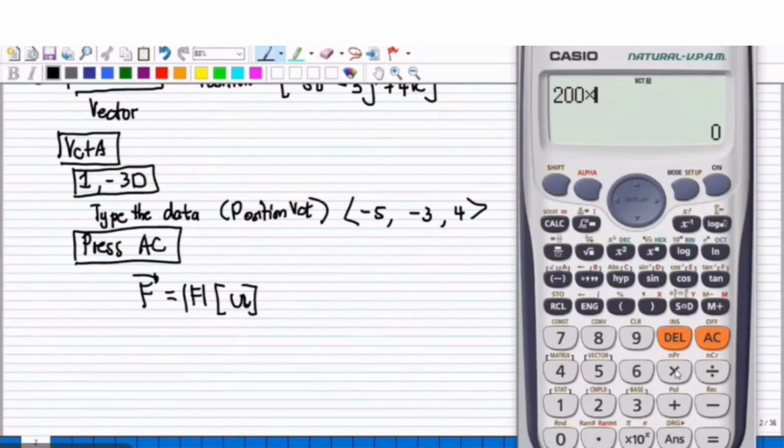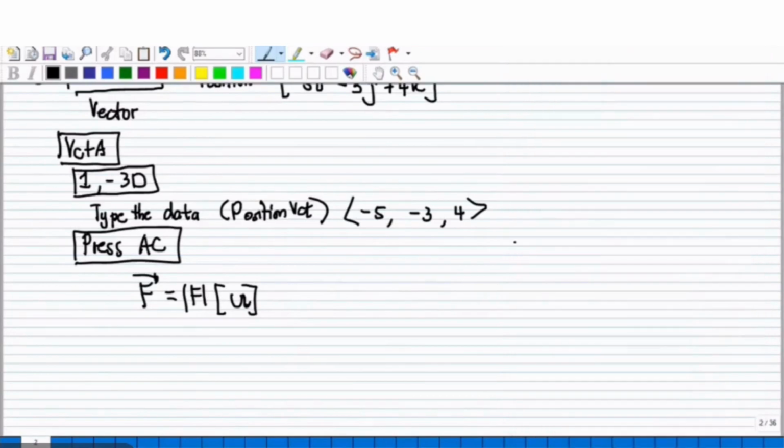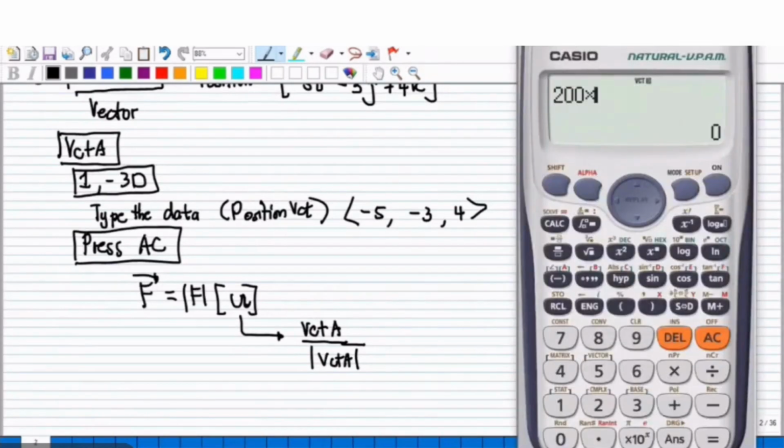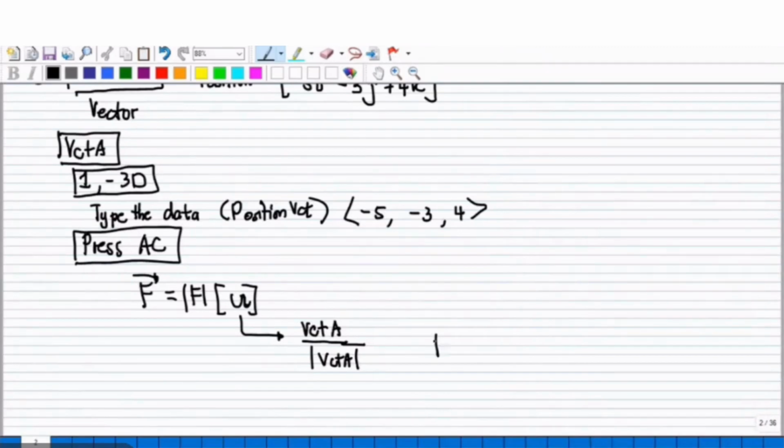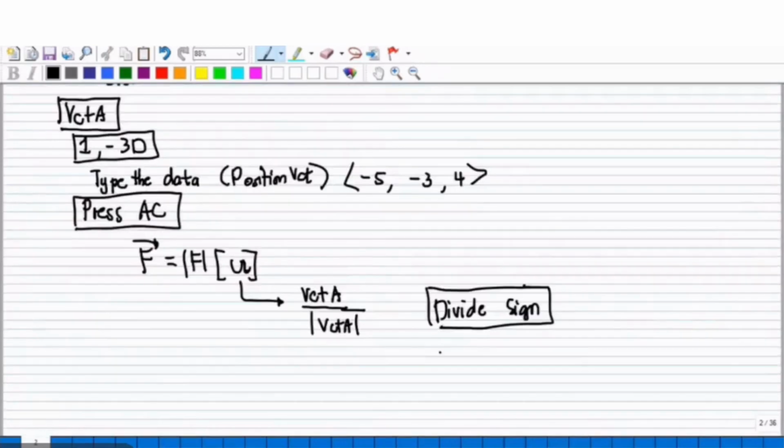So, yung ating vector is nakastore sa A. Okay? Take note po, ang unit vector po ulit is that position vector over the magnitude. So, we can write here VctA, so divided by magnitude ng ating VctA. Okay, pwede yan sa calculator. But however, sa calculator natin, see to it na ang pinakamagandang gawin dito is making use of your divide sign lang po. Hindi po yung fraction sign, no? Divide sign po ang pinakamainam dito, kasi kung minsan nagma-Math Error yan.